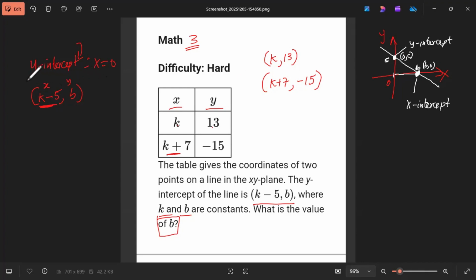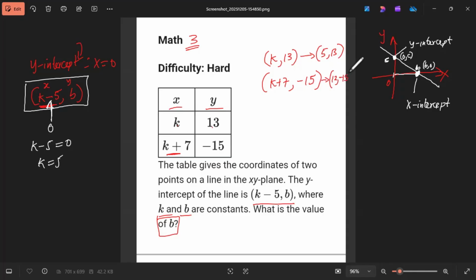So look at this, guys. This is the y-intercept. So this guy has to be 0. So that means k minus 5 has to be equal to 0 and k is equal to 5. And if k is equal to 5, you definitely know that these guys will become 5 comma 13 and this guy will become 12 comma minus 15, right? Because 5 plus 7 is 12. So this is now the coordinate we have. Does it make sense? Yeah, perfect.